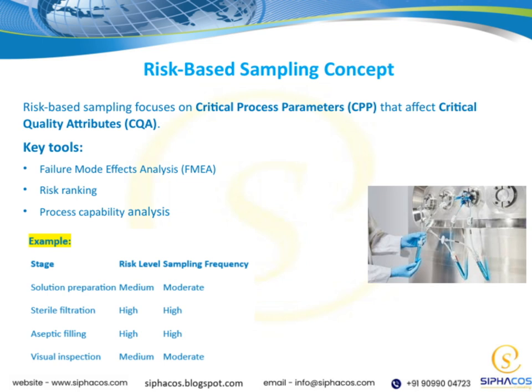To do this effectively, we rely on several important tools. One of them is failure mode effects analysis, or FMEA, which helps us systematically evaluate potential failure modes and their impact. Then, we perform risk ranking to prioritize which parameters need the most attention based on their potential risk. Lastly, process capability analysis allows us to assess how well our process performs relative to the target specifications, giving us confidence in our control strategies.